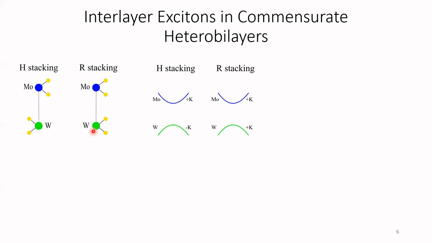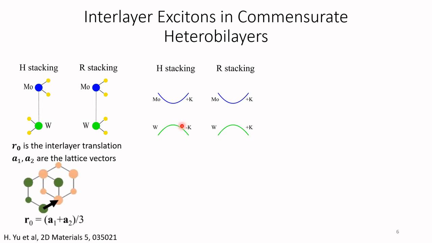So in R stacking, because the chalcogen atoms point in the same direction, and just take my word for it here, I won't get into the math, the corresponding valleys of the conduction band minimum in the first layer and the valence band maximum in the second layer are both plus K. But in H stacking, you can think that we've rotated the bottom layer 180 degrees so the chalcogen atoms point in different directions, and the valence band maximum in the lower layer is at minus K instead of plus K as in R stacking.